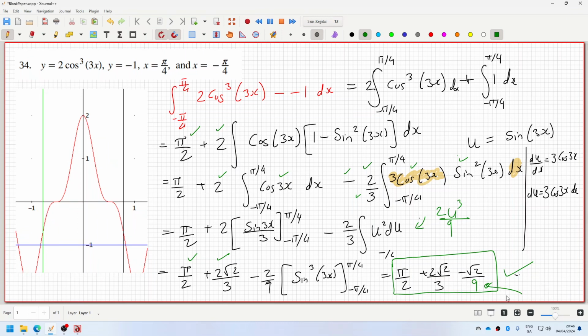Double check it by typing in the value, pi over 2 plus 2 over 3 root 2 minus root 2 over 9. Yeah, 2.3. Okay.